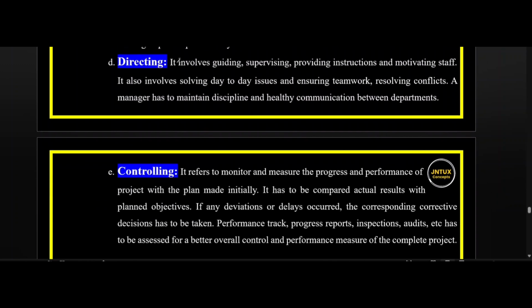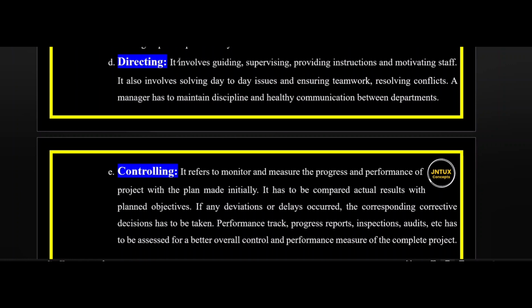The next management function is directing. It involves guiding, supervising, providing instructions, and motivating staff. It also involves solving day to day issues, ensuring teamwork, and resolving conflicts. A manager has to maintain discipline and healthy communication between the departments of the corresponding project.